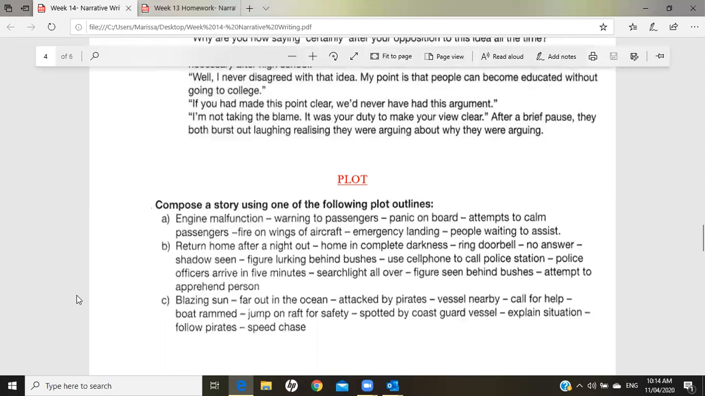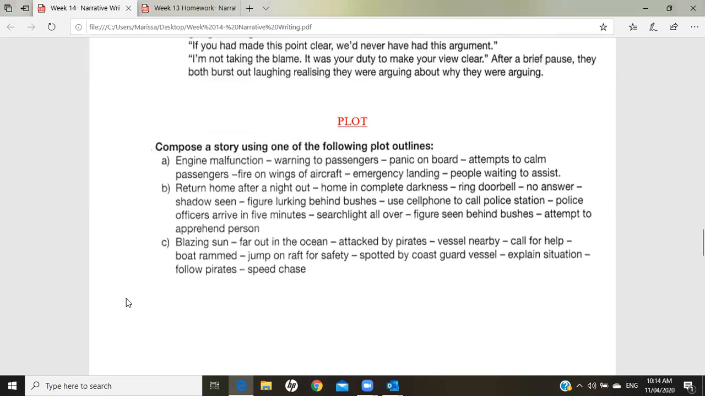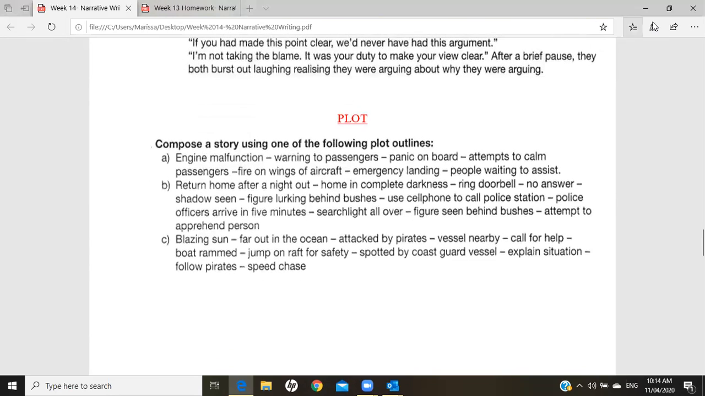And the last exercise is unplugged. I have this here to show you how to actually create a plot outline. Sometimes you have to plan your short story in the exam and you don't know how to plan your story. So if you want, you could plan your story like this using a plot outline, where the outline just gives a synopsis about what is taking place.